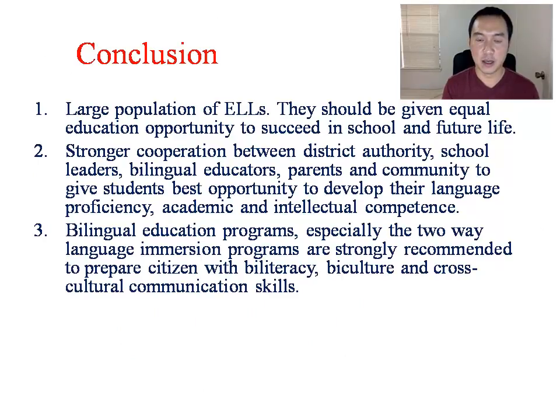So for the conclusion, there is a large population of English language learners in U.S. society. They should be given equal educational opportunity so that they can succeed in their schooling and in their life in the future. There should be stronger cooperation between the district authority, school leaders, bilingual educators, parents, and community to give both English language learners and English speaking students the best opportunity to develop their language proficiency, especially their bilingualism, their academic development, and their intellectual growth.